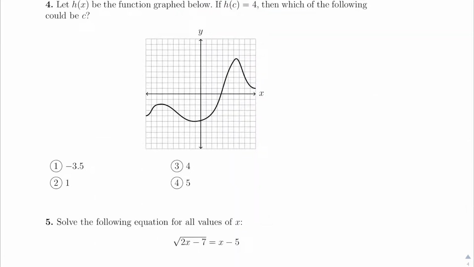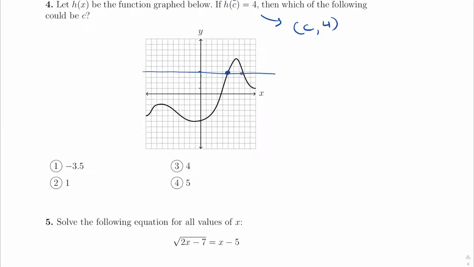For problem number 4, let f of x be the function graphed below. If h of c equals 4, then which of the following could be c? Tough one if you don't remember this, but inputs are always the x values, outputs are the y values. So it must be that there's a point on our graph that has x-coordinate c and y-coordinate 4. Because we don't know c, our only option is to look at the y-coordinate of 4. 1, 2, 3, 4.